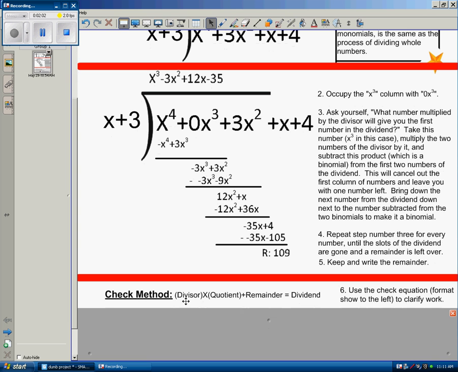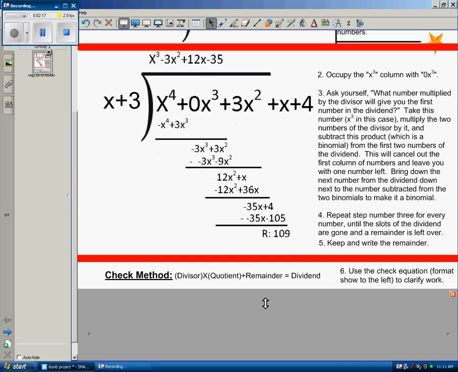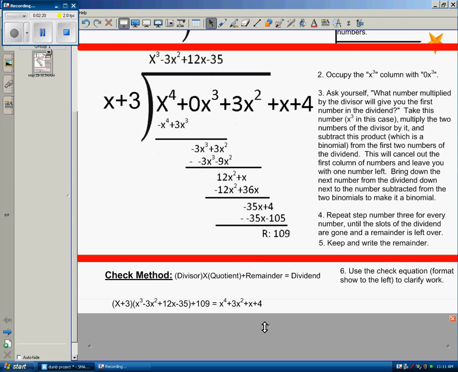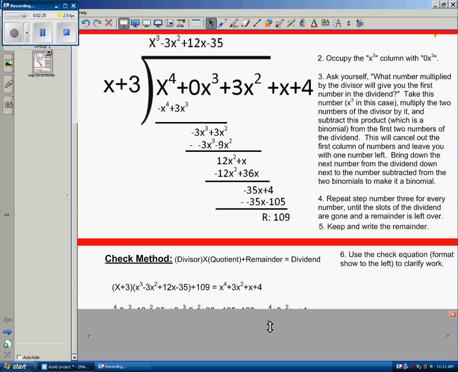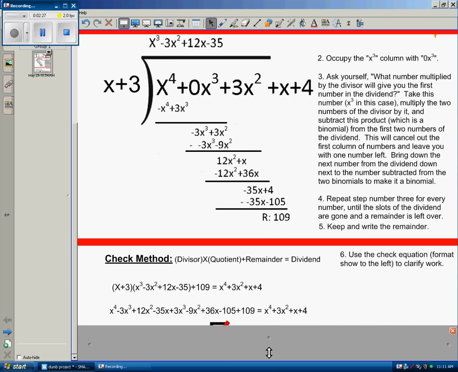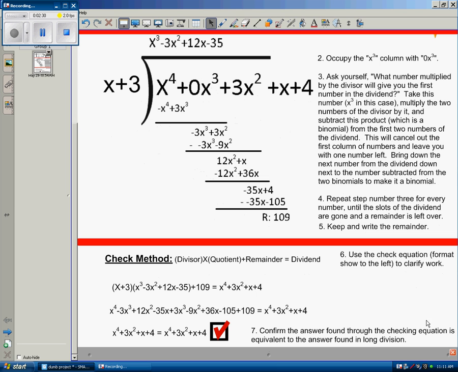The check method is shown right here, and the check method is taking the divisor, which you were given, and multiplying it by the quotient, which you found, and adding it to the remainder, which you also found, and this should give you the dividend, which is one of the numbers you were originally given. So, what you do is you plug in the divisor, quotient, and remainder, and after multiplying and adding like terms, you are left with two equations that are equivalent. What this shows you is that your remainder and quotient you found in long division are correct for the dividend that you were given in the original problem.